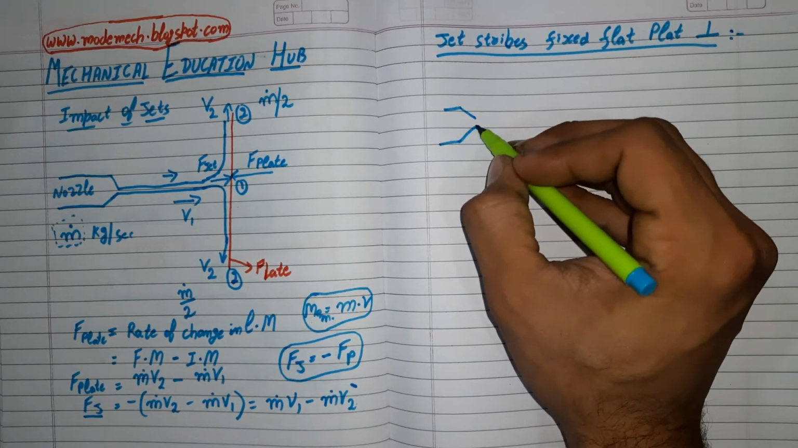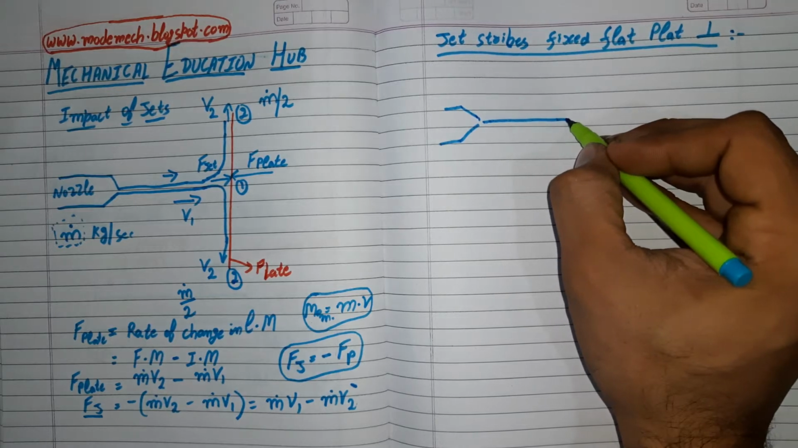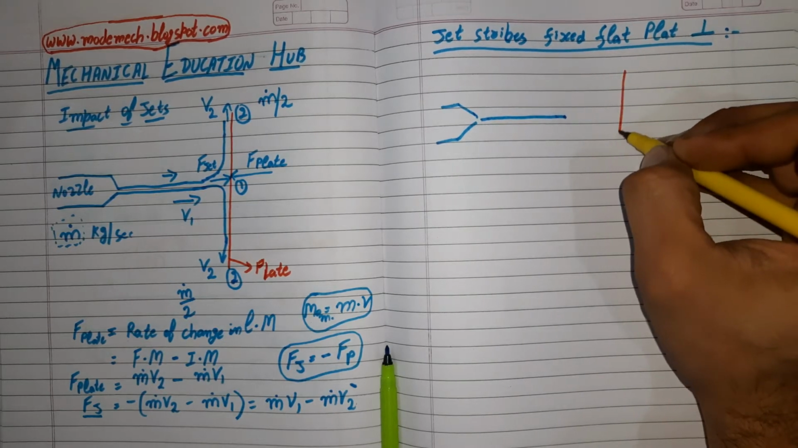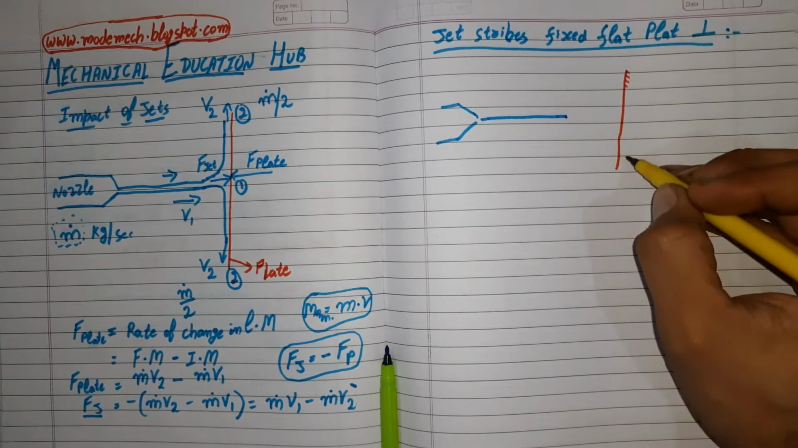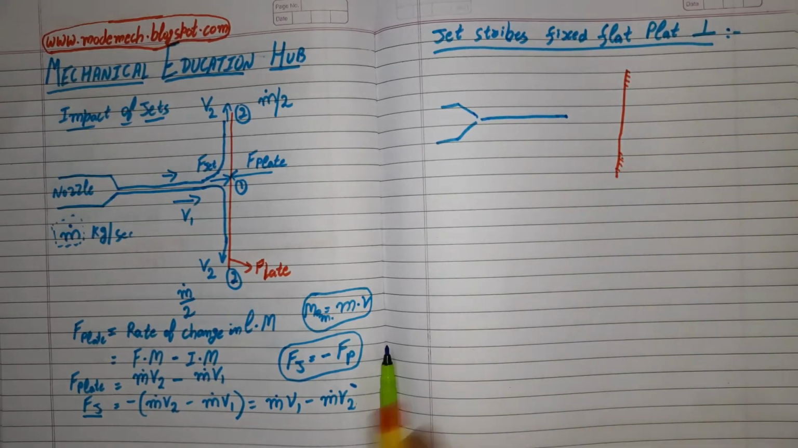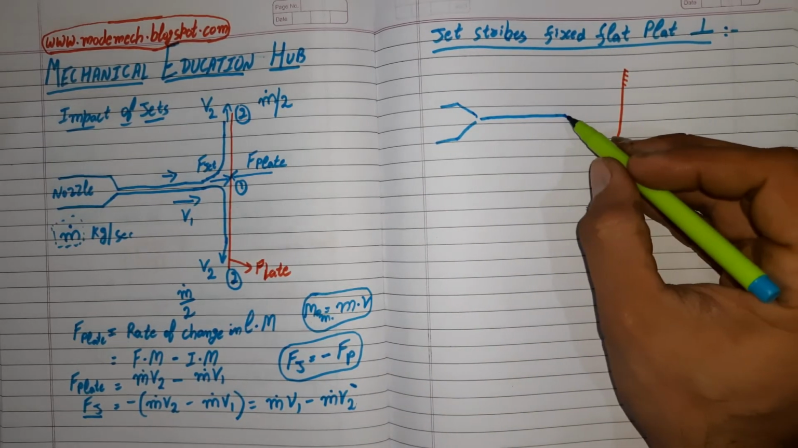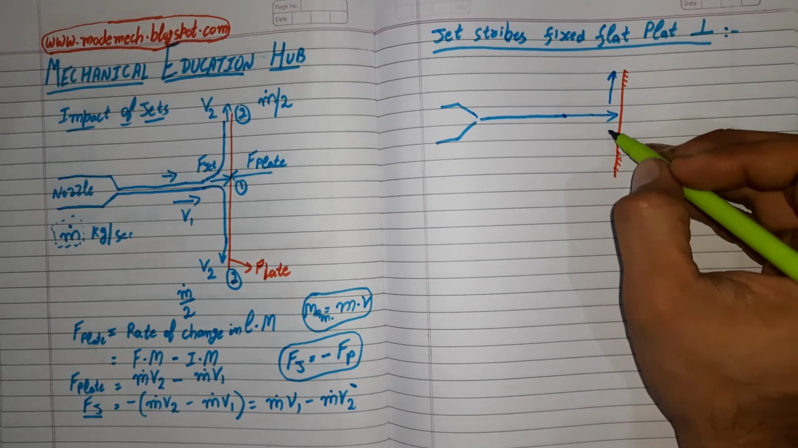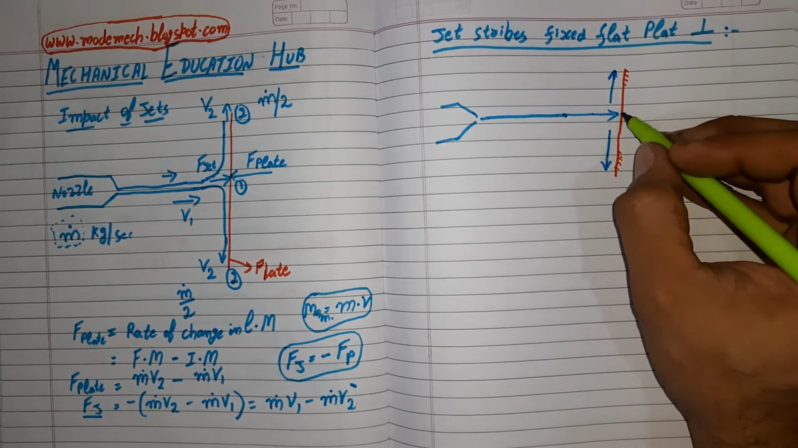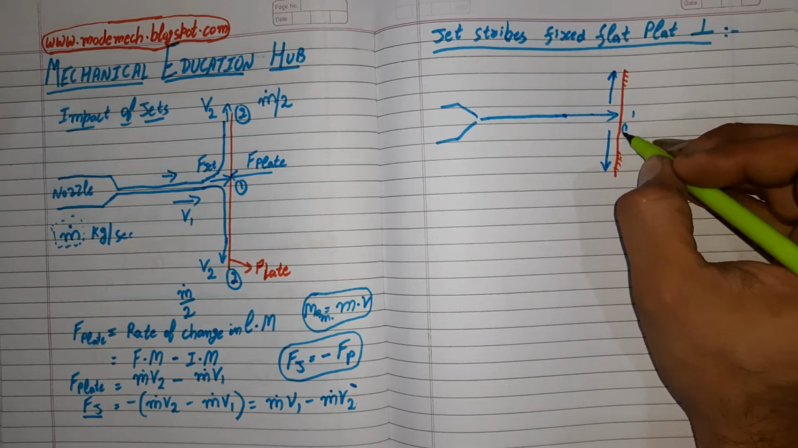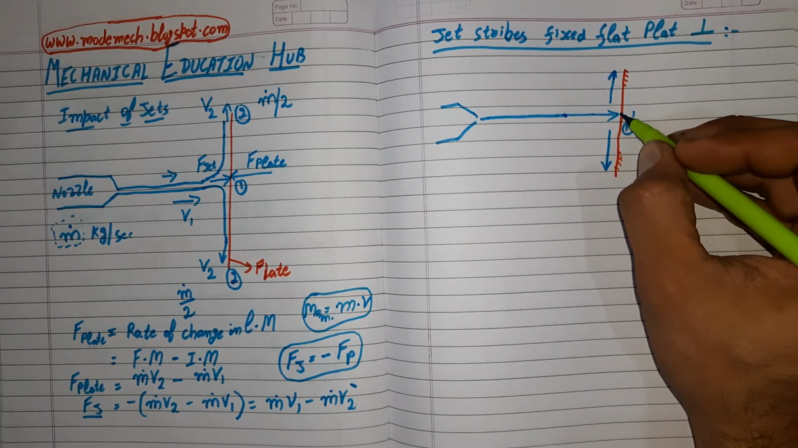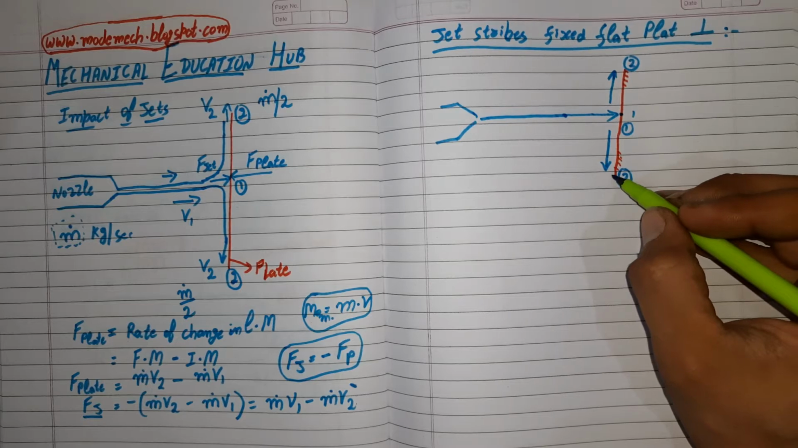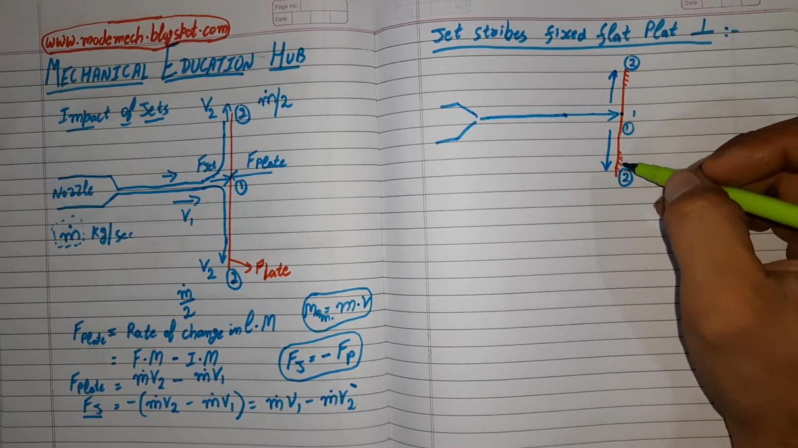Let us consider a nozzle from which a water jet is coming and striking a fixed flat plate, and splits into two equal halves. Let us consider this point 1 to be the entry point of the water jet on the plate, and 2 will be the exit point of the water jet from the plate. This is our nozzle.